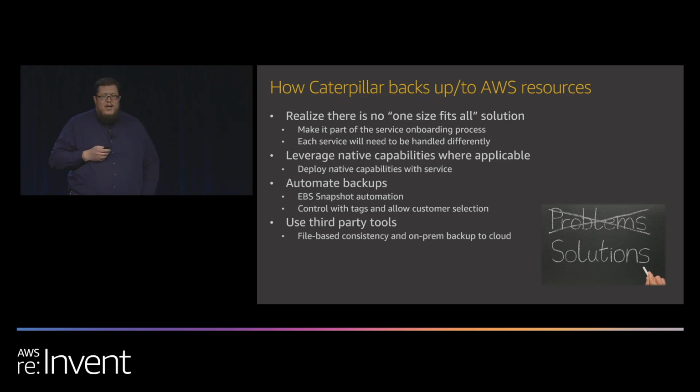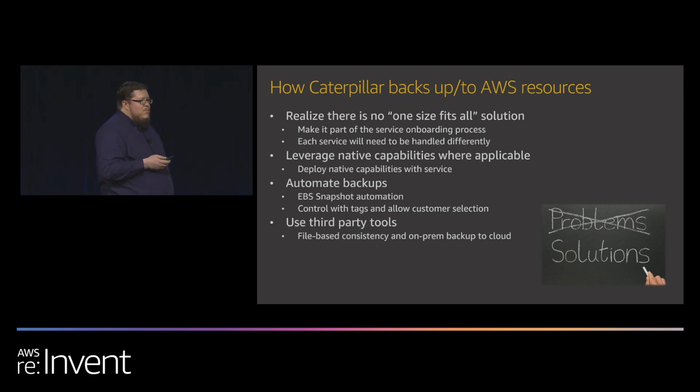So when we back up resources in AWS, how do we do it? Well, first of all, we realize there's no one-size-fits-all solution. That's kind of table stakes. So each of the services that AWS offers has an independent backup strategy. And as my team works to enable that specific service within AWS, we also work to define the backup capabilities and what options we can present to our customers in terms of frequency of backups as well as consistency. So each service has to be handled differently.